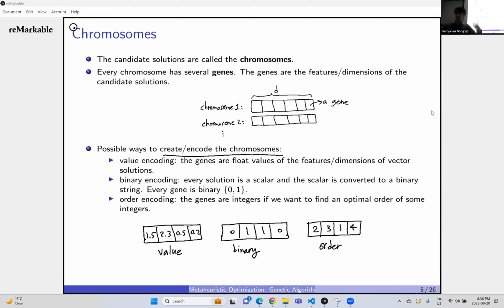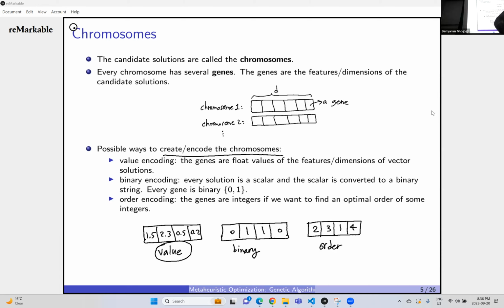Now I need to have the chromosomes. There are several ways to make them. Assume my optimization variable is a D-dimensional vector with float values, right? For example, it can be any continuous values for the features. Then I can consider that D-dimensional vector as a chromosome with D genes. That's one way. Another way is that, assume my optimization variable is a scalar, a float scalar, right?